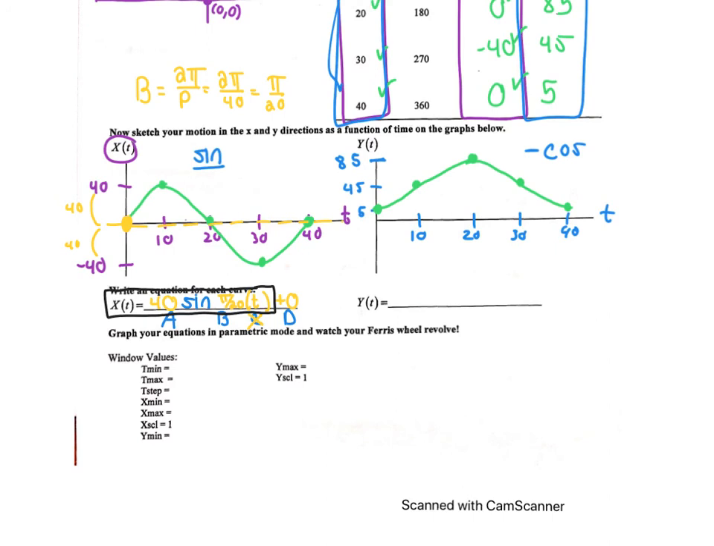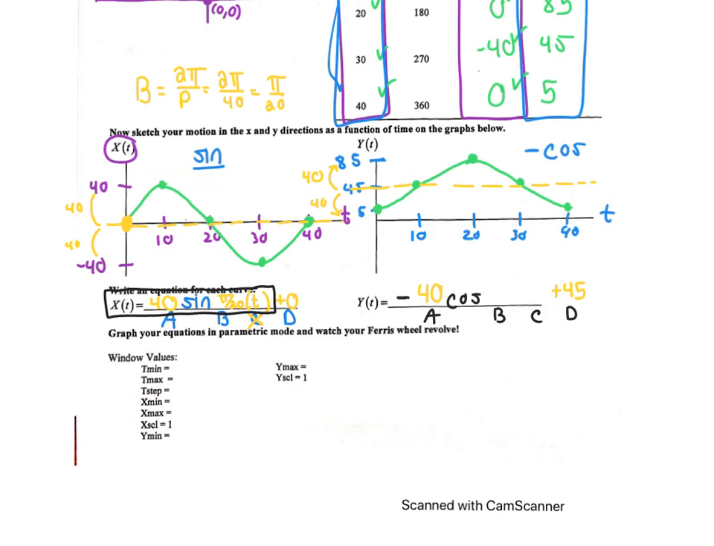Looking over at our cosine graph, this one we decided was a negative cosine graph. And again, we're going to look for our A, B, C, and D values. In this case, our midline is not at the 0, 0 anymore. Our midline is right here at 45. So we know right away we do have a D value of +45. The A value, the amplitude, is the distance from the midline to the highest and lowest points. So that A value is still 40. I'll throw in that 40.